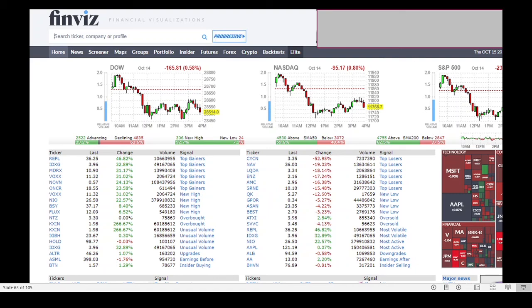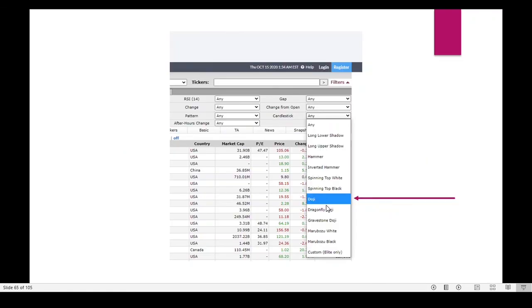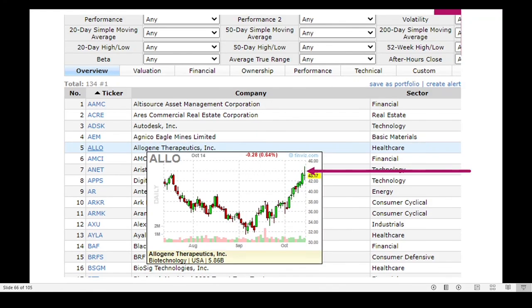So for example, we go to finviz.com. We go up to the screener tab. We select screener. Next thing you know, we come over here to the Candlestick tab and we search for the type of candlestick that we're looking for. So we type in doji. Next, as you can see, there will be a list of stocks that pop up.